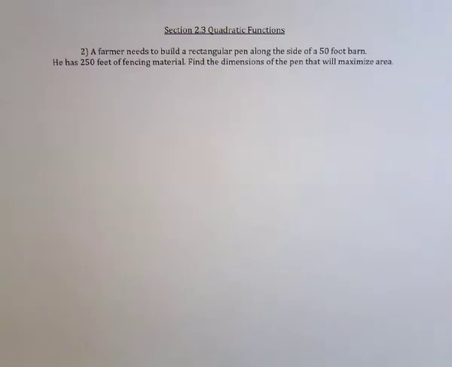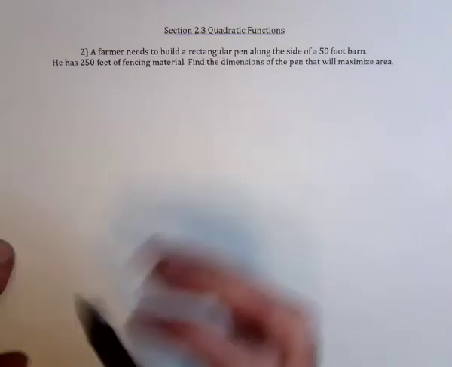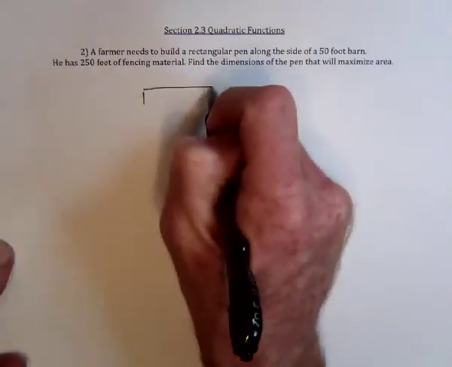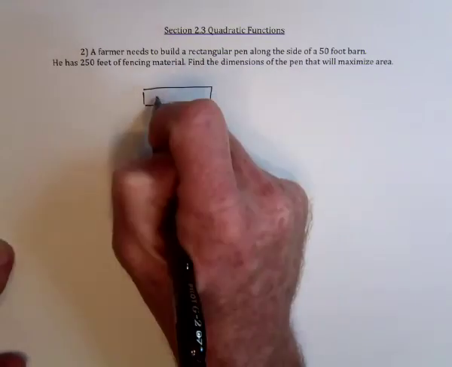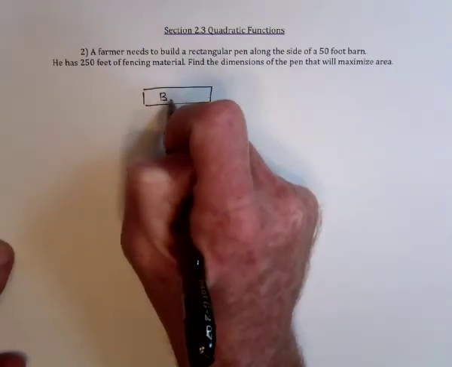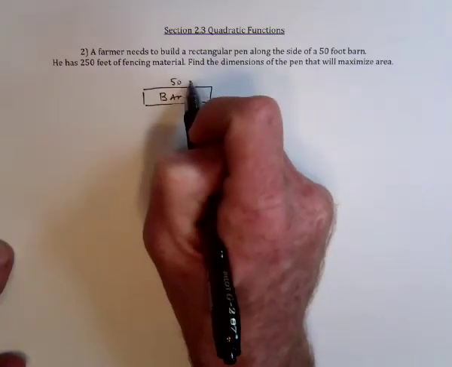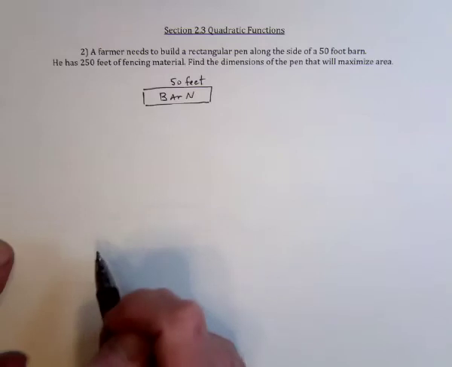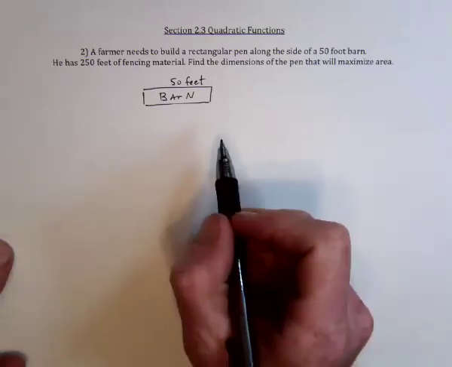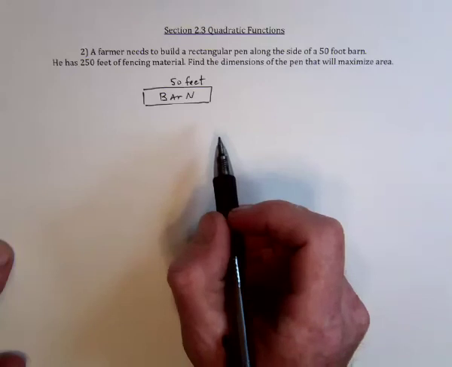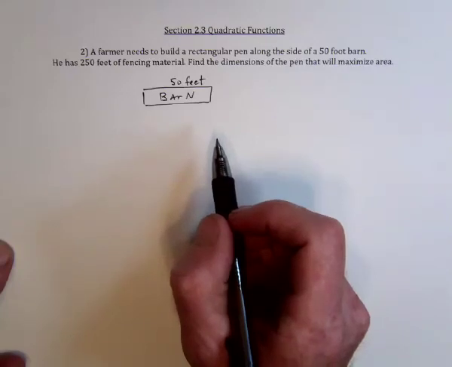So a farmer is going to build a rectangular pen along the side of a 50-foot barn. Well, let's say that this is the 50-foot barn. It's 50 feet. And then, because the farmer has 250 feet of fencing, and this is actually going to be a pretty big rectangular area. Perhaps it's for horses or something like that.